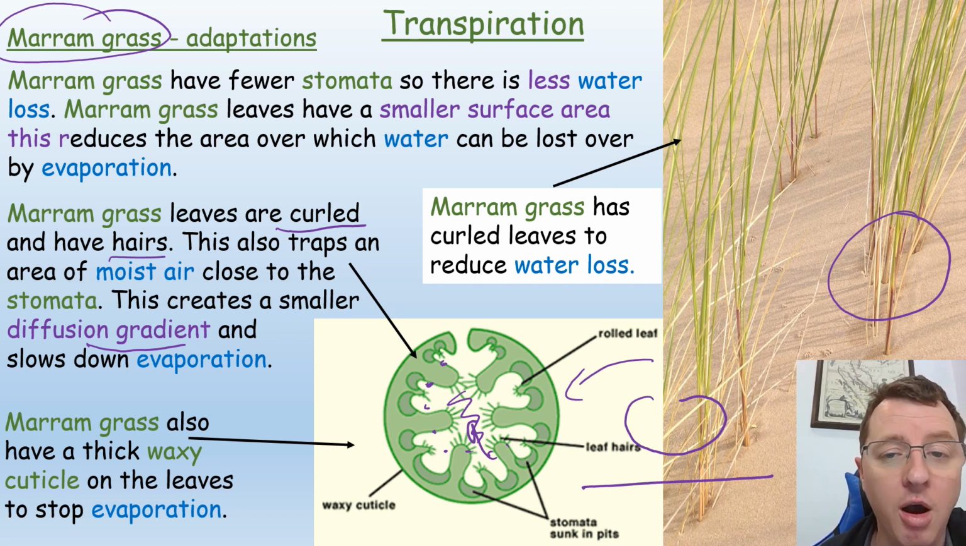So marram grass are an absolutely amazing species, and they are often the first species to colonize a particular area or a new area of beach or sand dune, and they are often the first species within the succession of colonizing new areas.